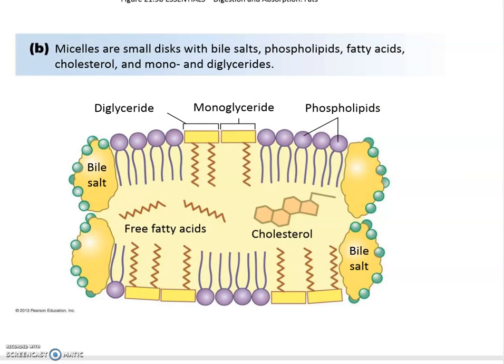Here is a picture of micelles. A micelle is actually one of those smaller droplets that were generated with the help of emulsifiers such as bile juices. And so with the help of bile salts, you're generating these small droplets, and then your enzymes have an easier way to digest the fats into fatty acids and glycerol.